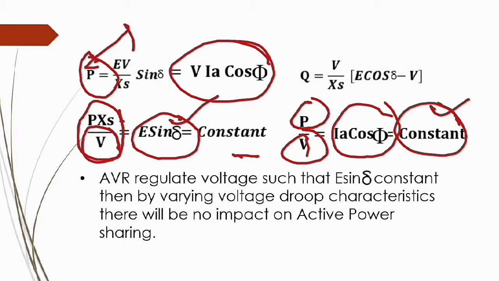Okay, that is the main thing which I want to emphasize. If we change the voltage droop characteristics, there should be no impact on our active power sharing, which is already set by the speed droop characteristics of the alternator using the governor droop setting. So now we will see how we do this.